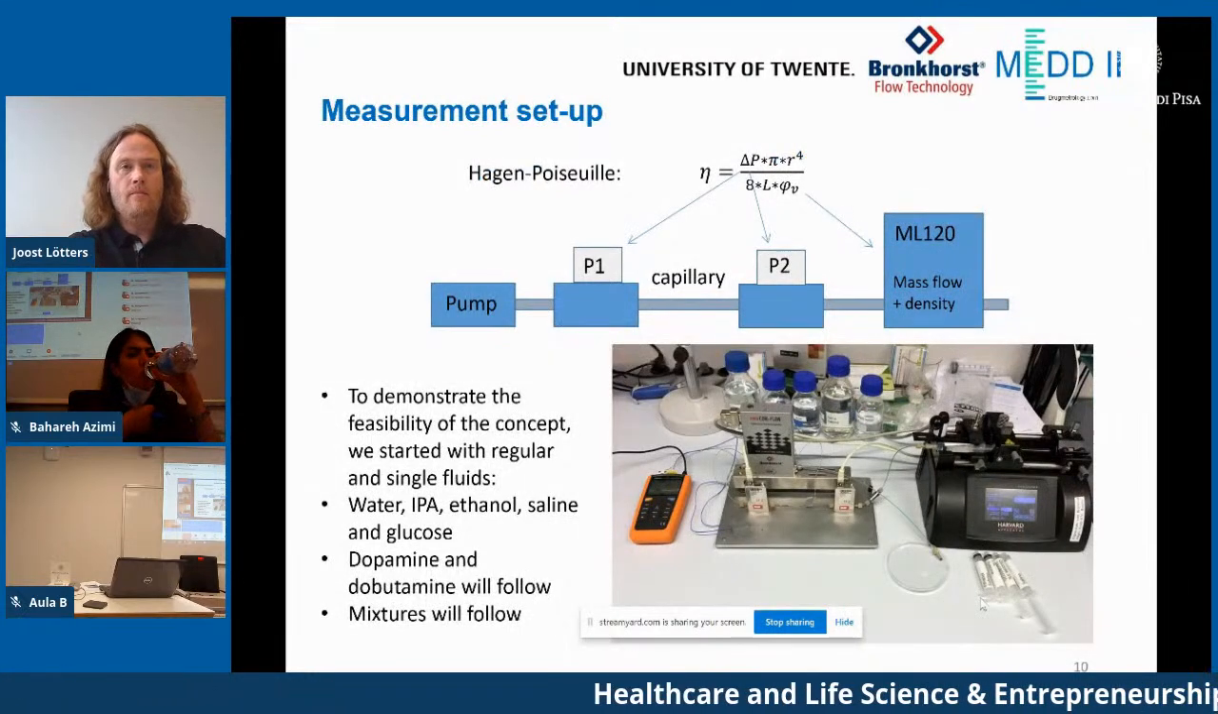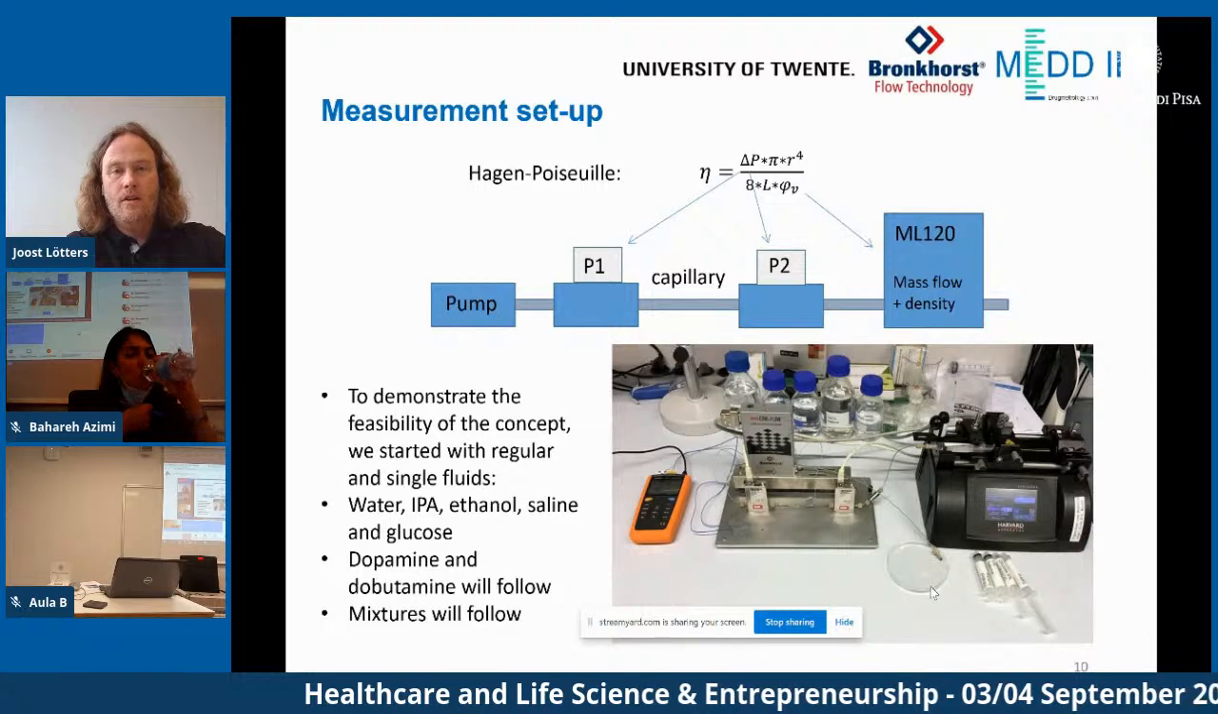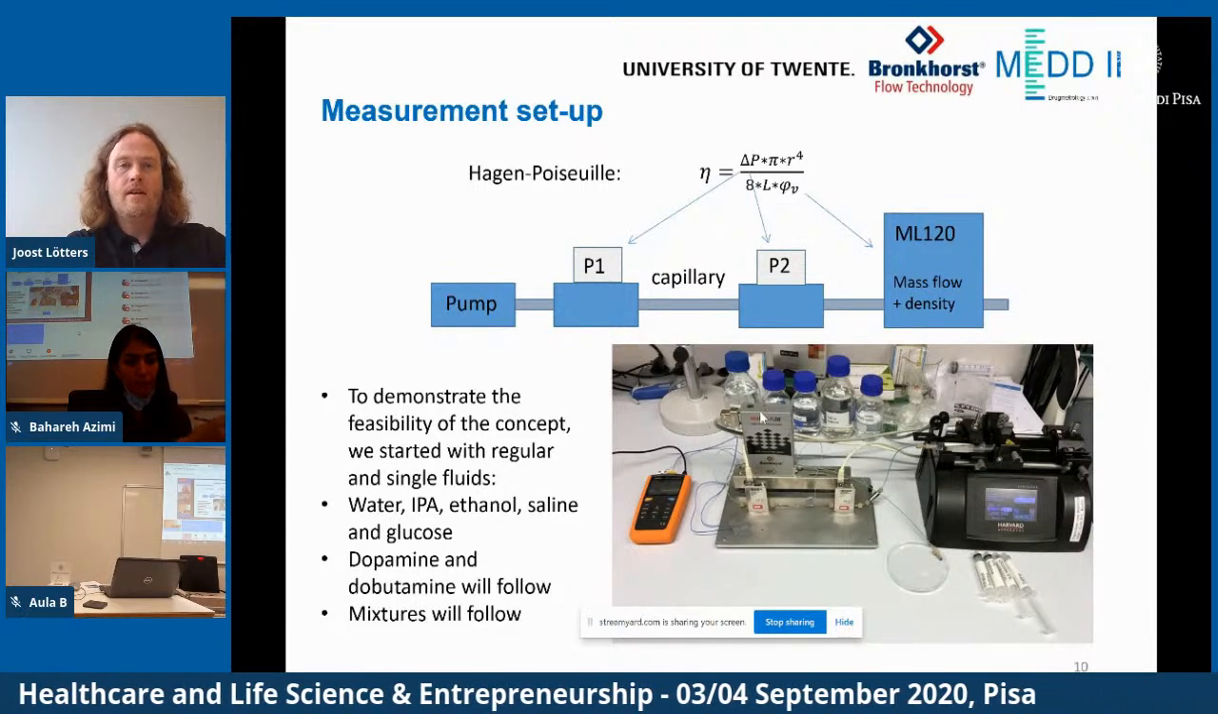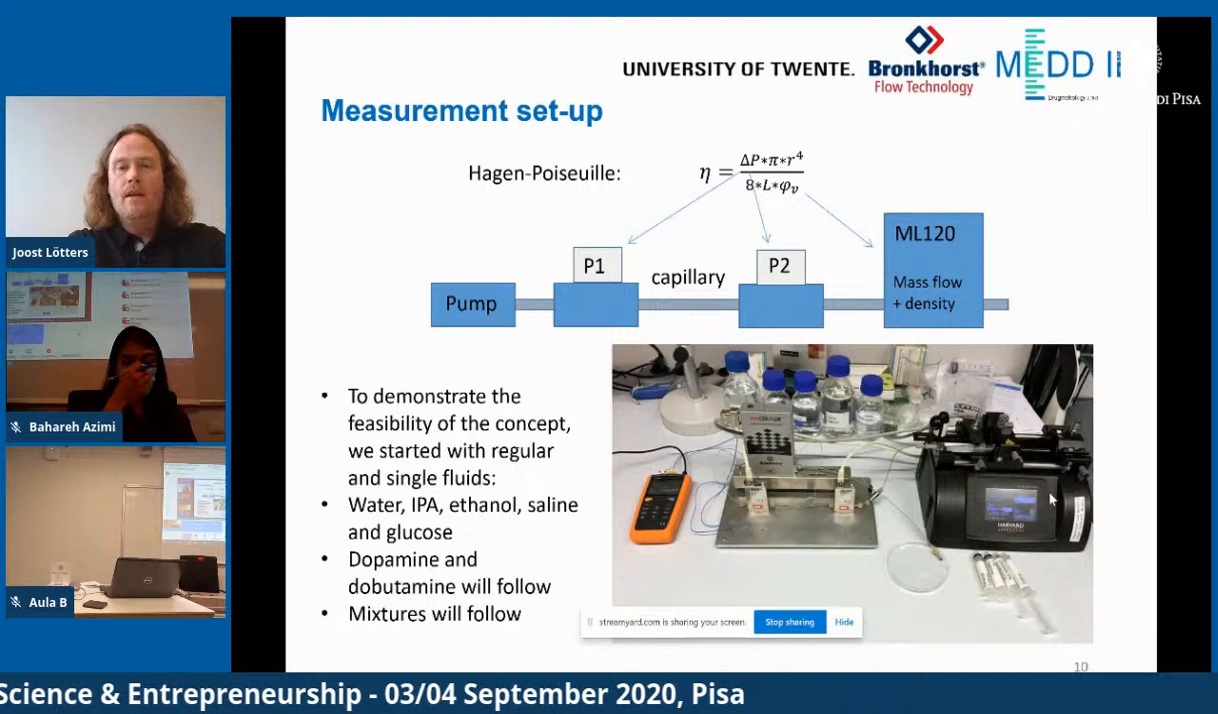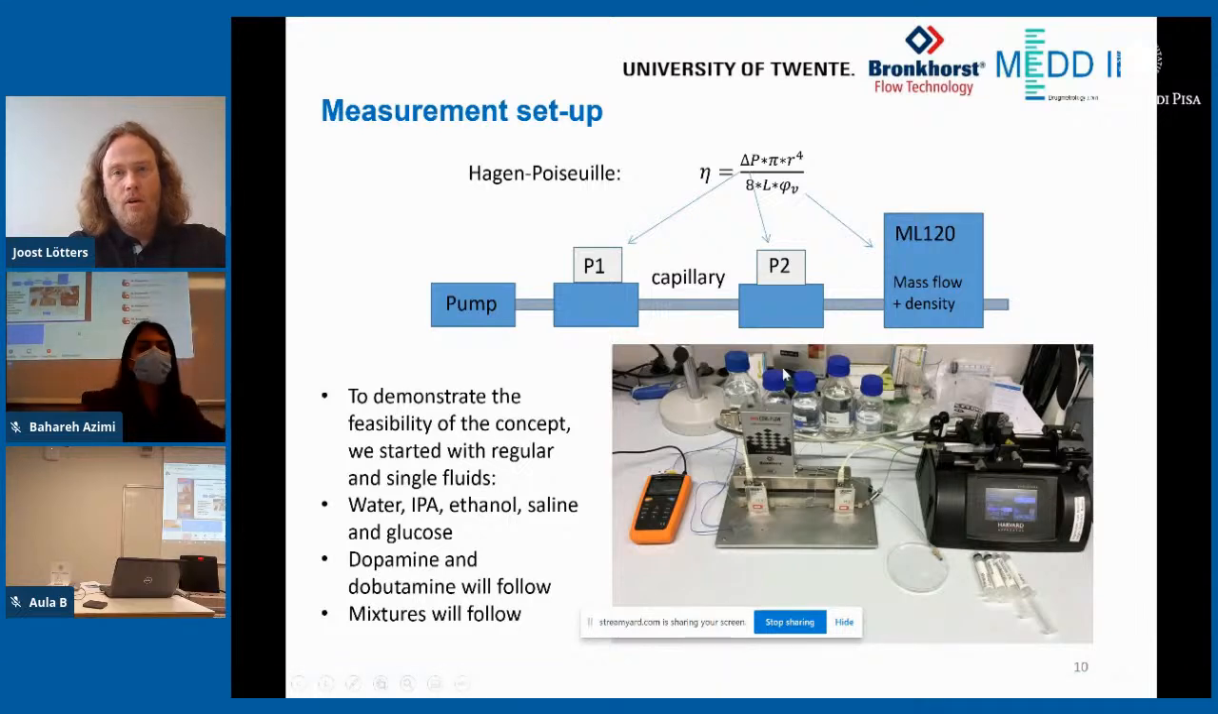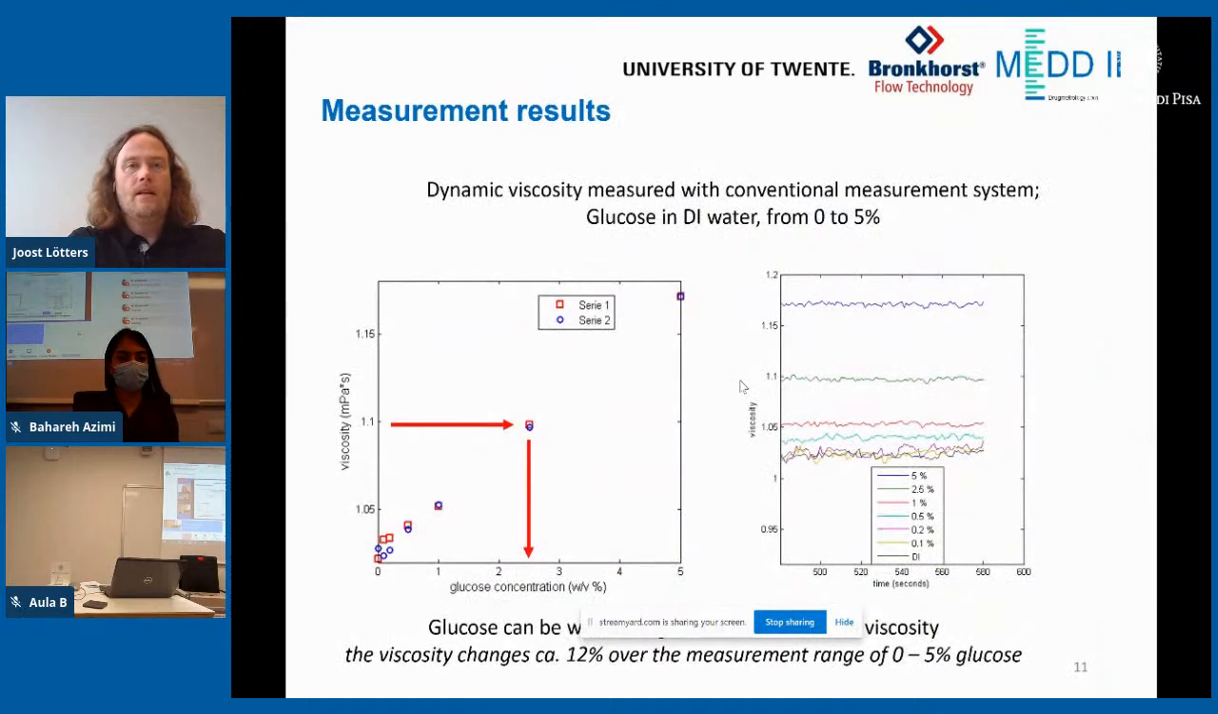So here again, you see the measurement setup. Now, not only with the instruments in the setup, but also with the pumps. And here the pump, and here you see all the liquids under investigation. And then we started with glucose, and we administered glucose via the pump in different concentrations. So these concentrations ranged from 0.1% in water up to 5% in water.